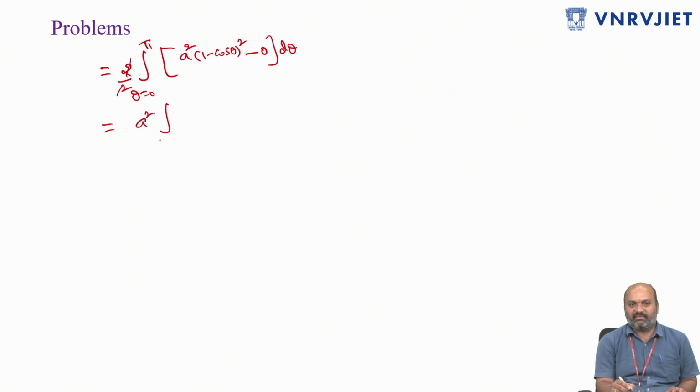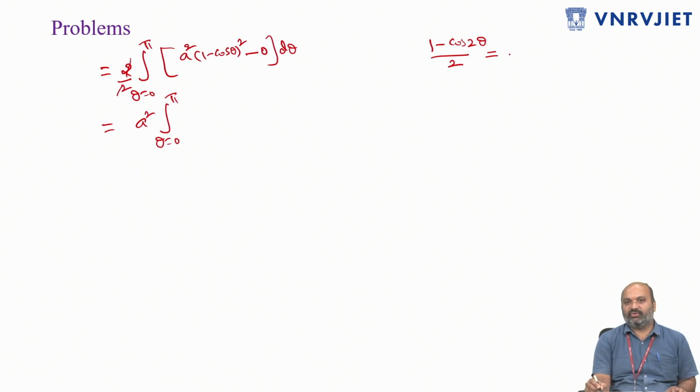a square is a constant, can be written outside. Theta varies from 0 to pi, and it is 1 minus cos theta whole square. 1 minus cos theta can be written using a trigonometric formula. Actually, 1 minus cos 2 theta by 2 is sine square theta. Sine square theta can be written as 1 minus cos 2 theta by 2. That means 1 minus cos theta by 2 is sine square theta by 2. Here we have 2 theta.